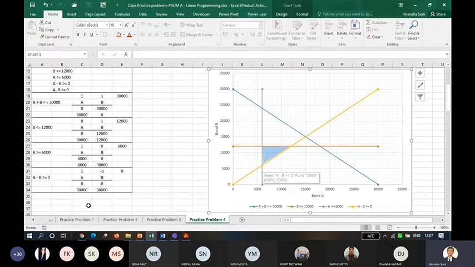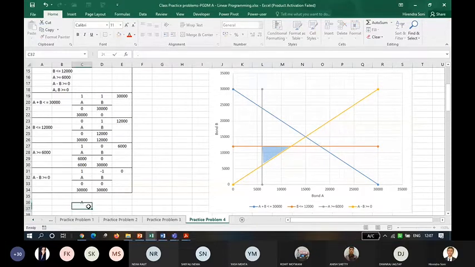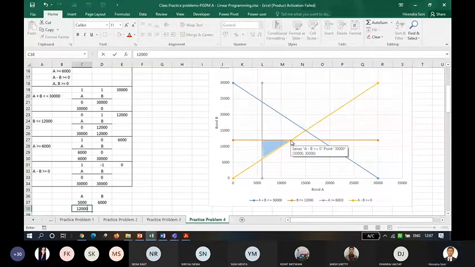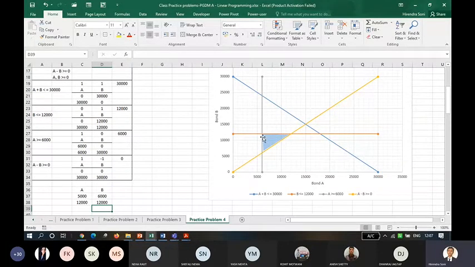Bond A would be 5,000 and for B it would be 6,000, correct. Are we okay up to this? Hello? Yes, sir. What about this point? It would be 12,000, 12,000, correct na? What about this one?